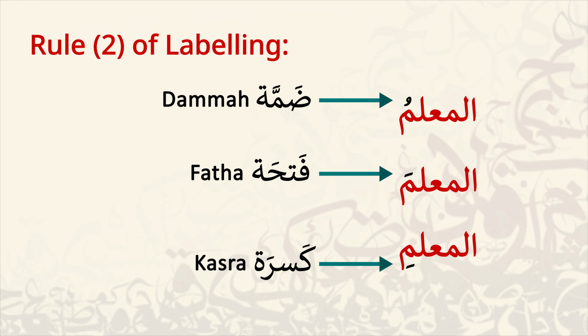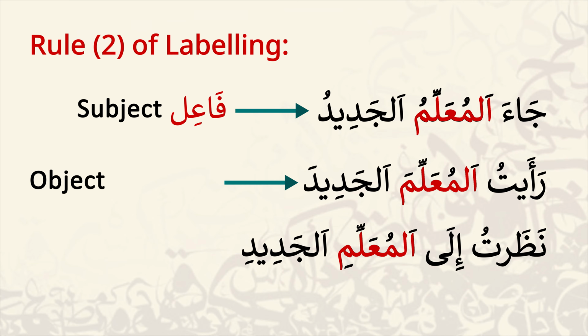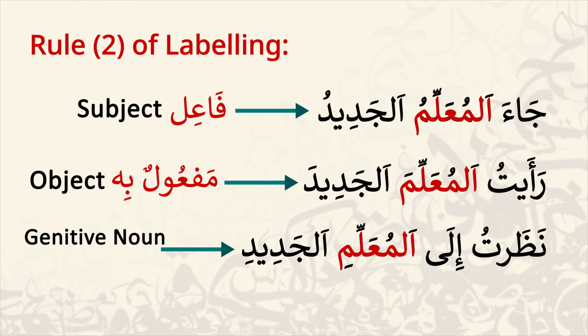It is the same word and the remaining labels of the word didn't change in the three sentences. Could it be its position? Let's check. The position of the word al-muallim in the first sentence is a subject of a verbal sentence, فاعل. In the second sentence, it's an object, مفعول به, and in the last one, it's a genitive noun, اسم مجرور. That's why its label changed. So this is the second rule.